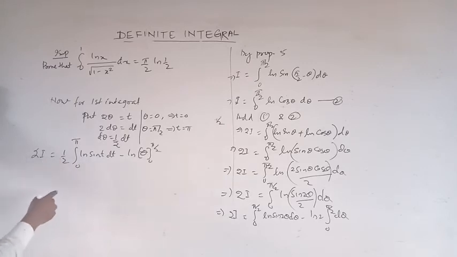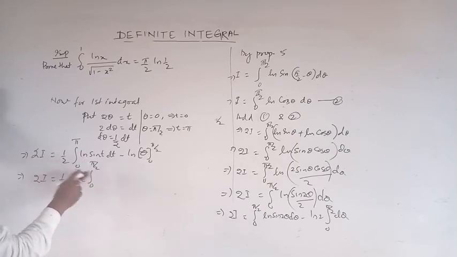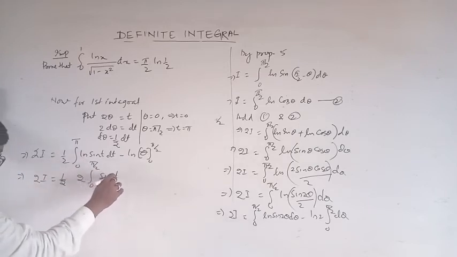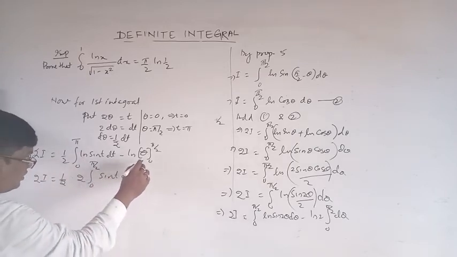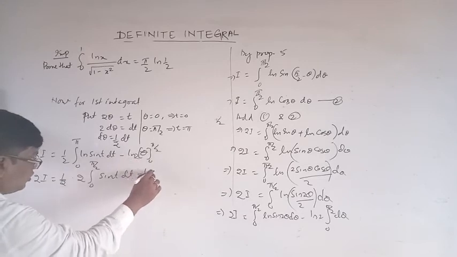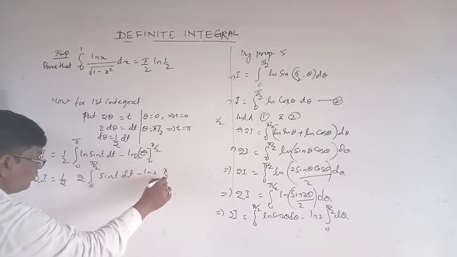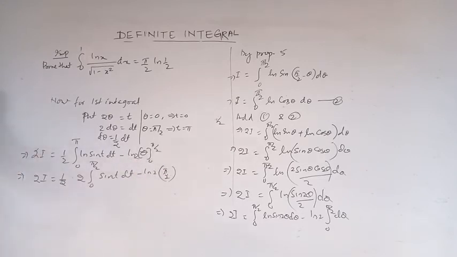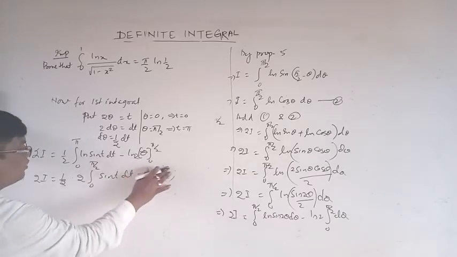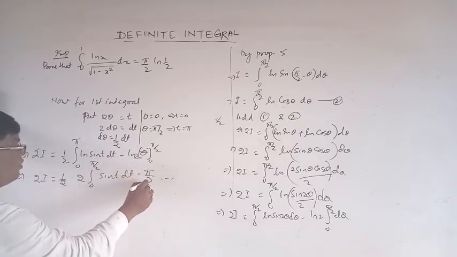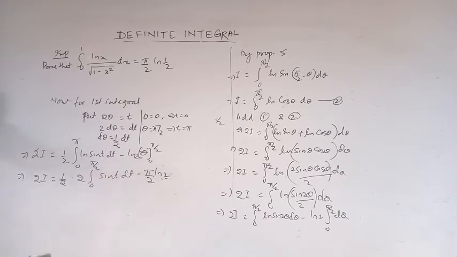By property number 7, that implies 2I is equal to 1 by 2 times integral from 0 to pi by 2, by property 7, of log sin t dt, and this is log 2, this is pi by 2. Okay, or pi by 2 log 2, or pi by 2 into log 2. 2 to cancel, this is I.